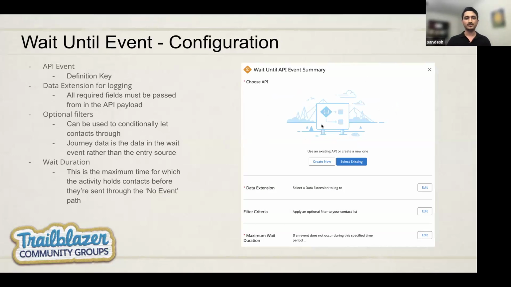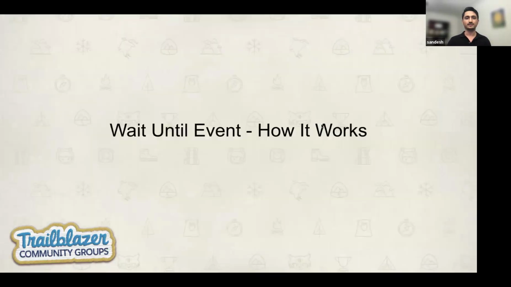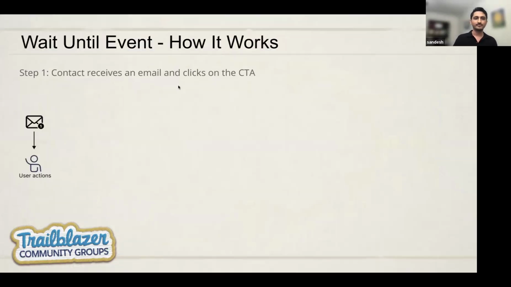So let's move on to how it works. All right. So step one, and this is without going into the details of wait until event activity, right? Just a high level of how the activity even works. All right. So the first step is the contact receives an email and they click on the CTA.